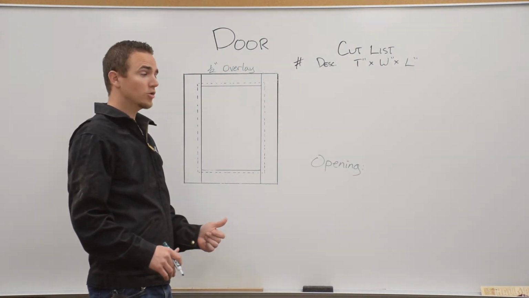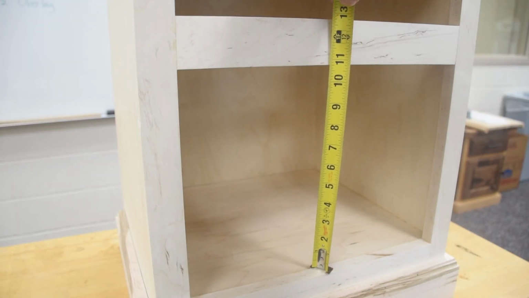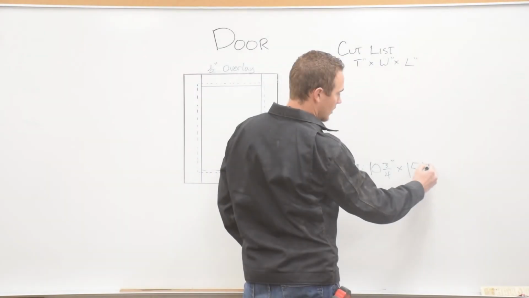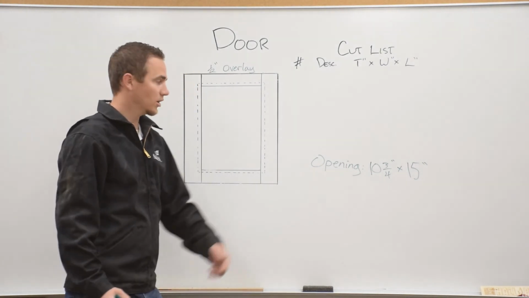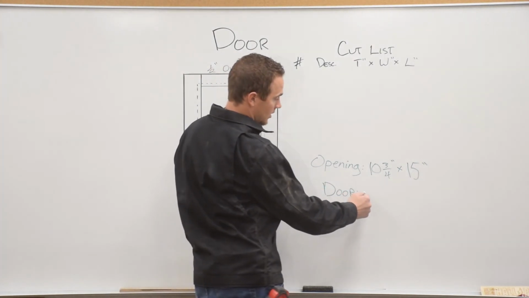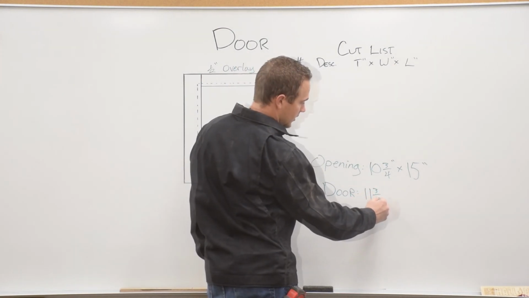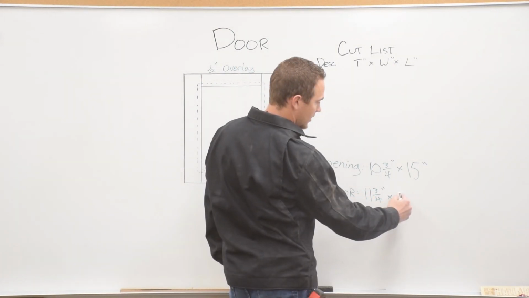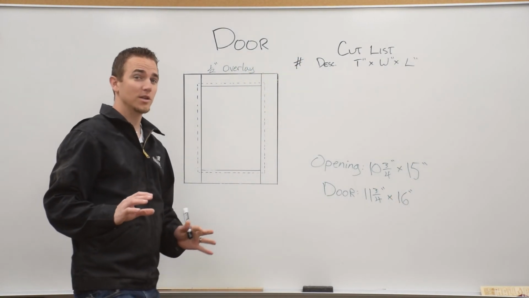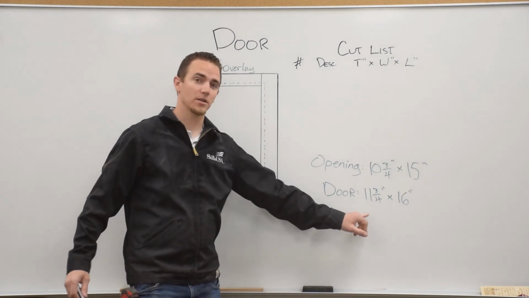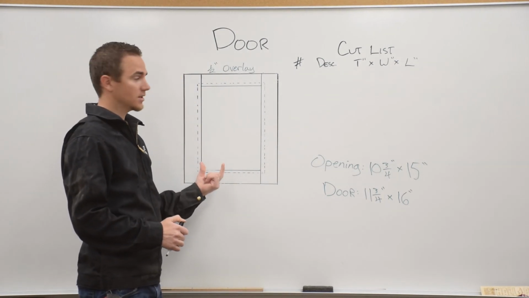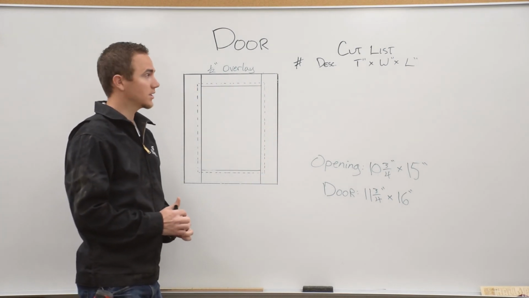On this cabinet, the opening is 10 3/4 inches tall and 15 inches wide. That means the overall size of our door will be 11 3/4 tall by 16 inches wide. Now that we know the overall size for the door, 11 3/4 by 16, we can start figuring out the size of each piece on this door.